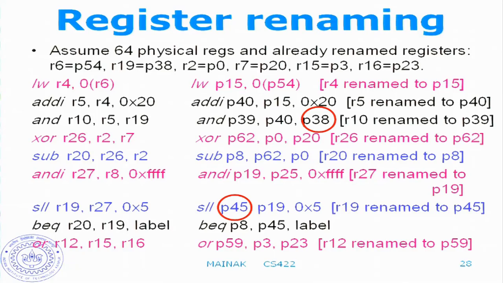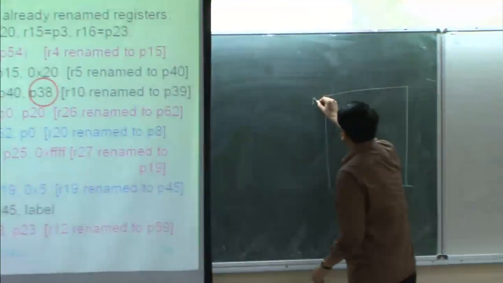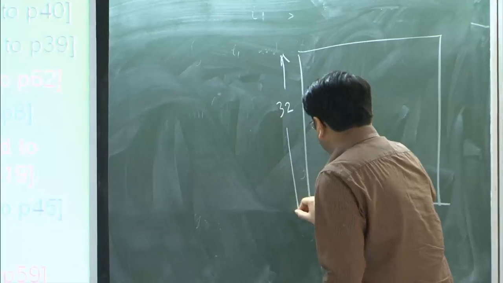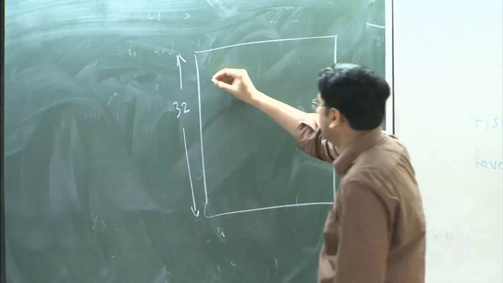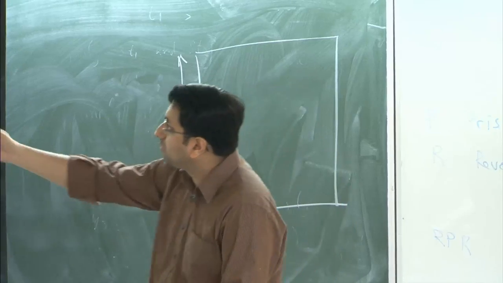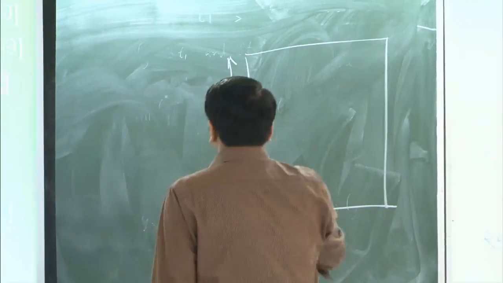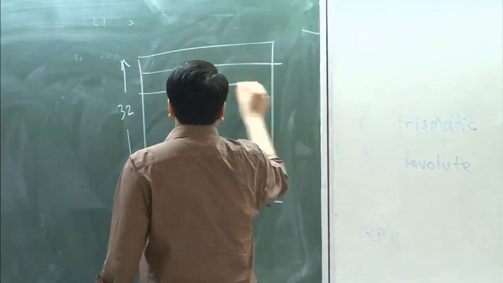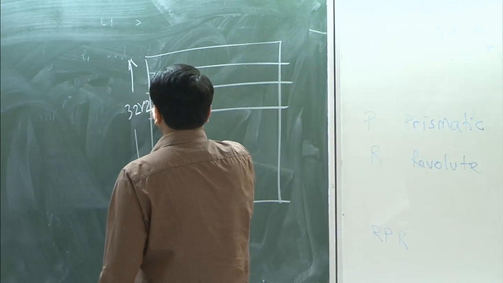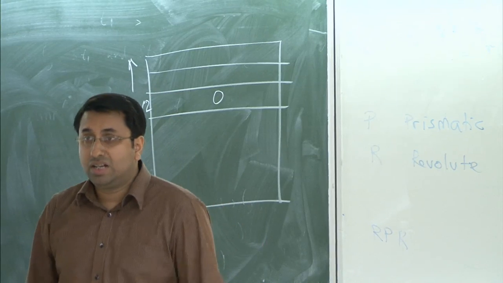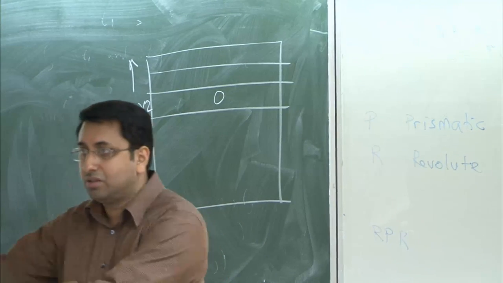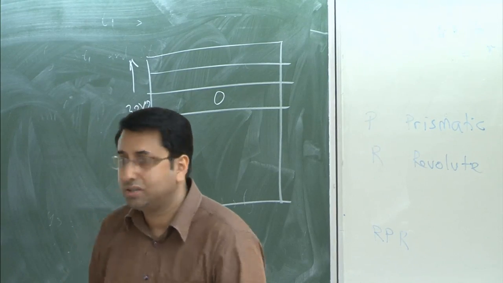So I'll have a table for MIPS. I'll have a table with 32 entries, actually 31, because R0 is actually fixed, hardwired to 0. So in this case, for example, let's see, R2. This row is for R2. It will basically hold 0, which means that currently any instruction requiring R2 should read physical register 0, right?